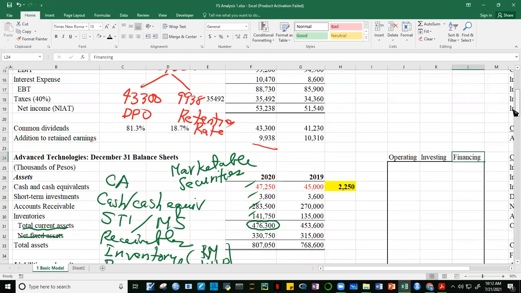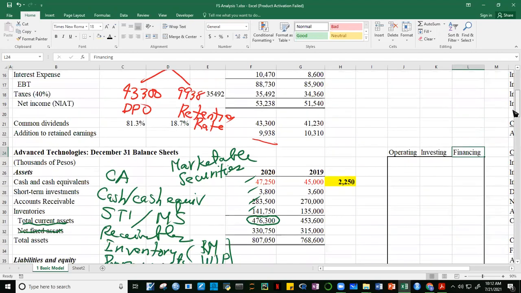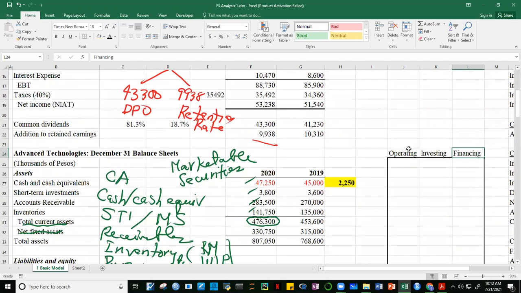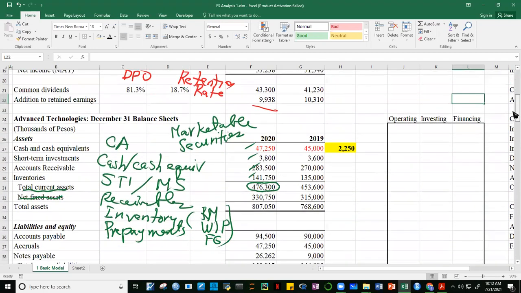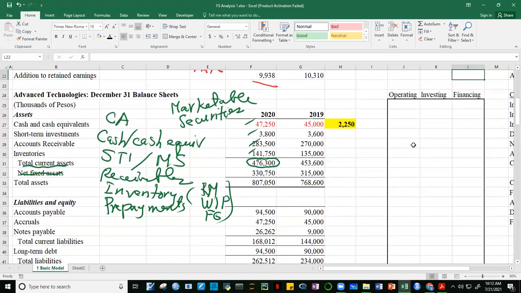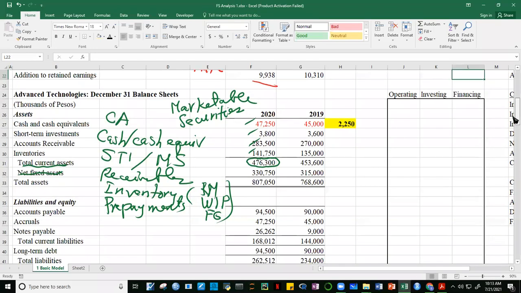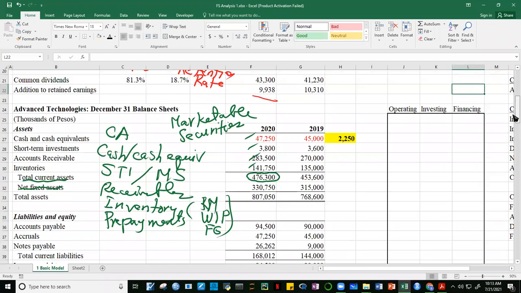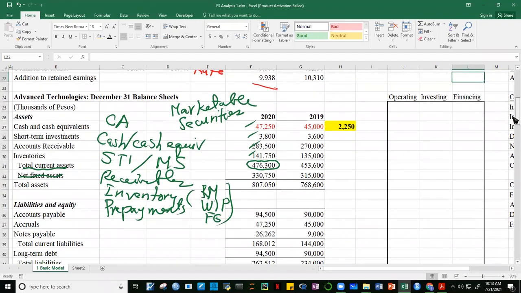So, remember, ang kailangan natin yung income statement ng 2020 at saka balance sheet 2020, balance sheet 2019. Okay, so let's start with, ito yung template natin. Ang gagawin natin, titingnan natin yung mga income statement, balance sheet natin, tapos i-classify natin yung mga activities na yun as operating, investing, and financing. Tapos titingnan natin kung anong effect ba niya sa cash. Will cash increase or will cash decrease?